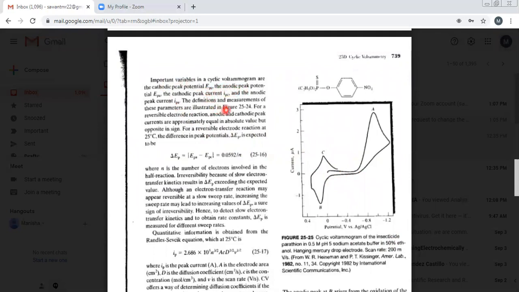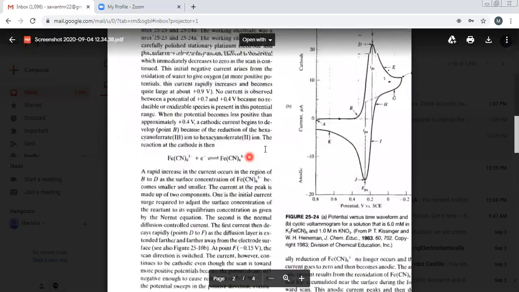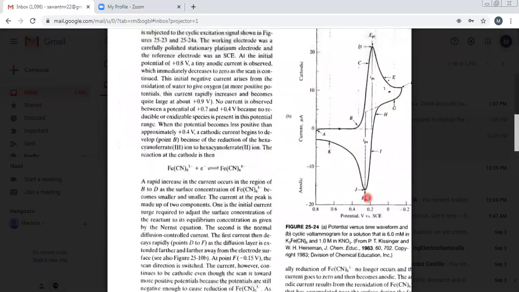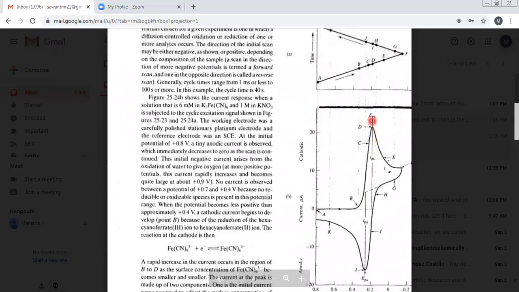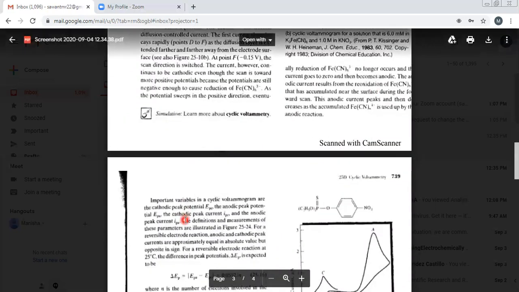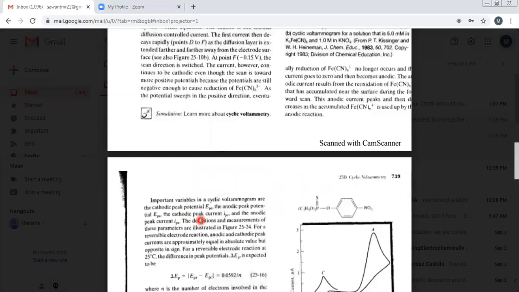What we talked about was EPA, the peak potential. EPA is the peak potential magnitude here, and EPC. These values can be related to the number of moles of the substance. We start the analysis by recording EPC and EPA, the anodic peak potential and cathodic peak potential. IPC denotes cathodic peak current and IPA corresponds to anodic peak current.